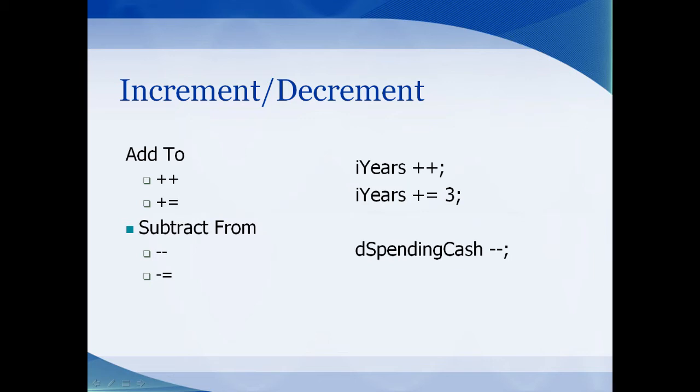Now the same goes with subtraction. The minus minus makes us have 1 less in the dSpendingCash variable. If the data type is a double, you can also subtract a decimal amount from the variable, as with dSpendingCash minus equals 10.50.